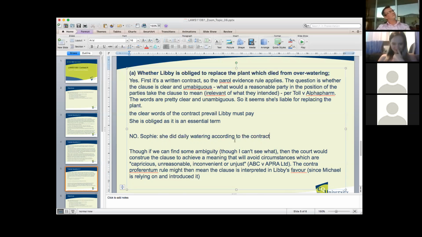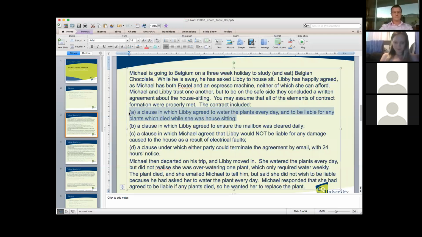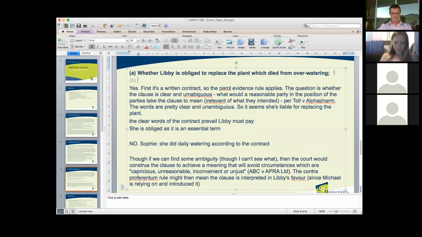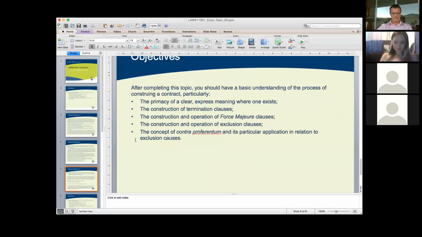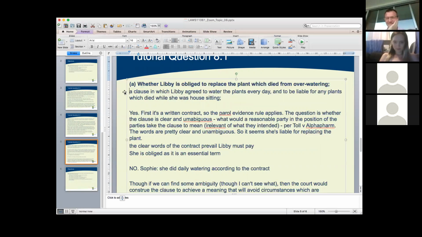The contract, if you notice, clearly says that, what's that? There. So the contract says, so this is the stipulation in their contract, in which Libby agreed to water plants every day and to be liable for any plants which died while she was house sitting. Okay. So, what do you think?